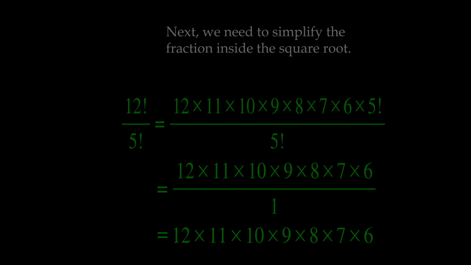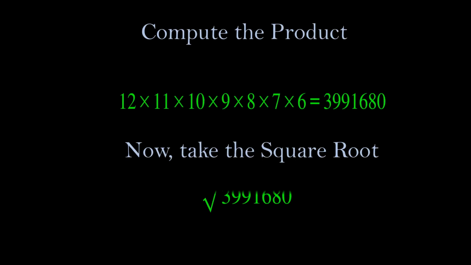Now, let's calculate the product of these numbers. We multiply 12 by 11, then multiply the result by 10, and continue multiplying by each of the remaining numbers. This gives us a very large number, 3,991,680. It's a big number, but we can handle it. With this large number, our next step is to take the square root. The square root helps us simplify this big number into something more manageable.